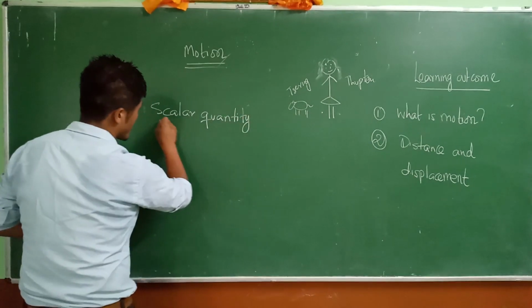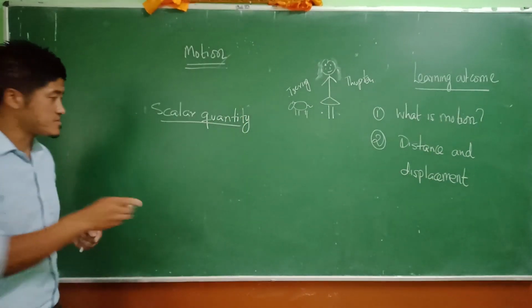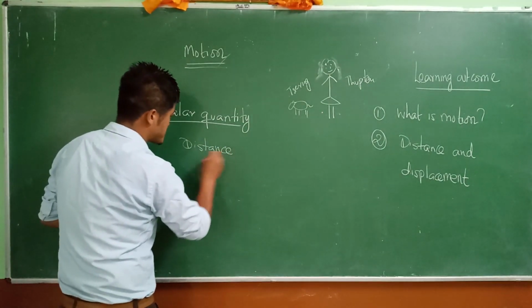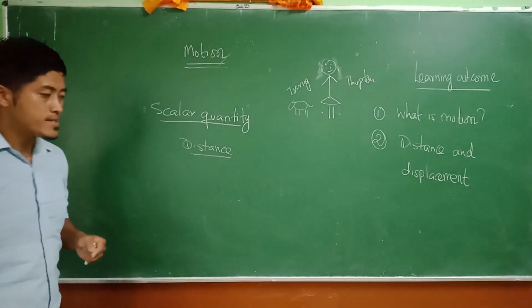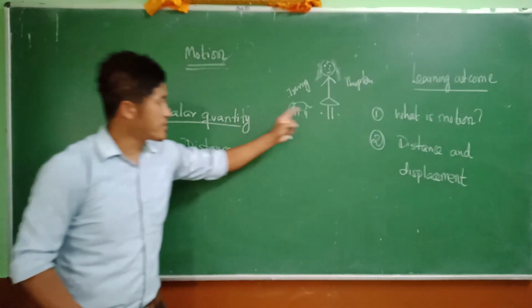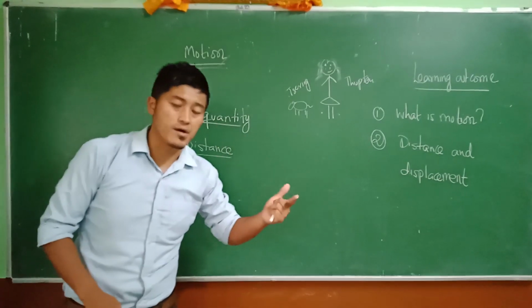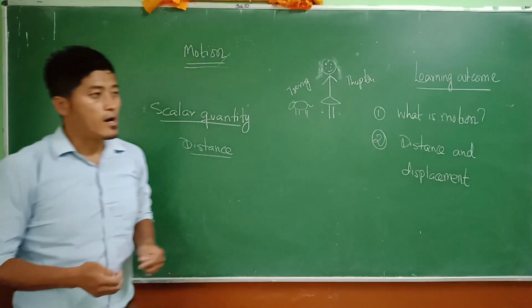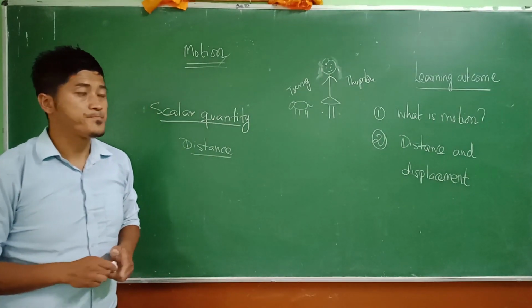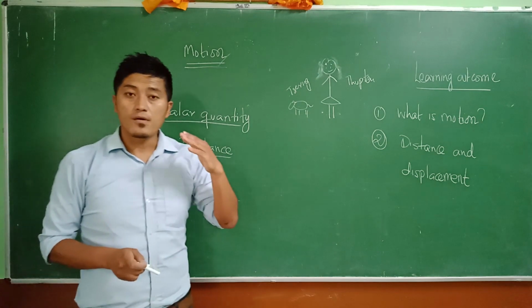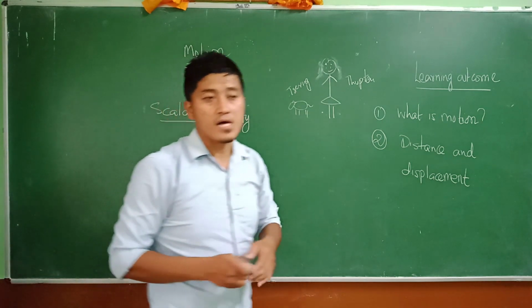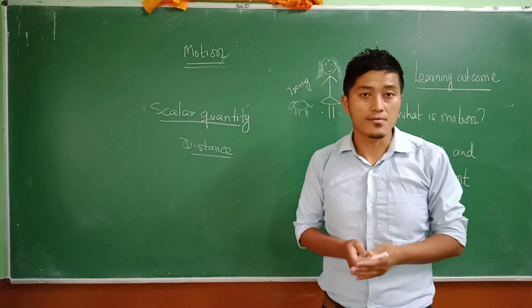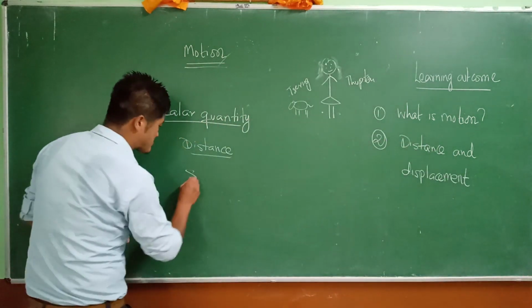Scalar quantity, because just now we took the example of distance. Let's say Thupten covered a distance of 30 meters, and you don't have any idea about the direction. Let's say I have traveled a distance of 400 meters. You don't know anything about the direction again. And there is another one, speed.